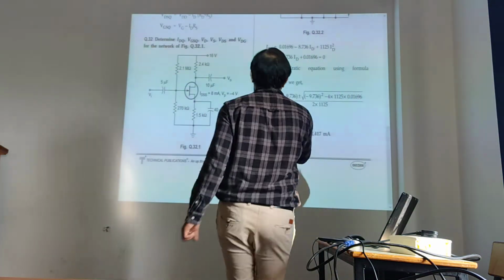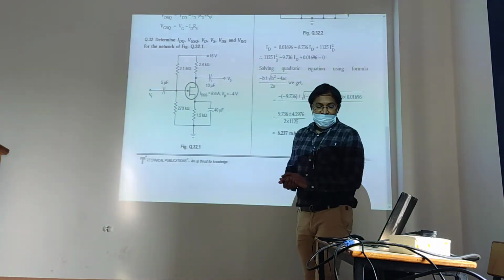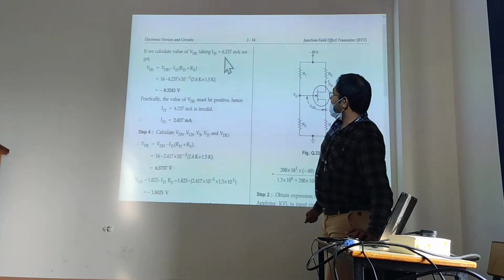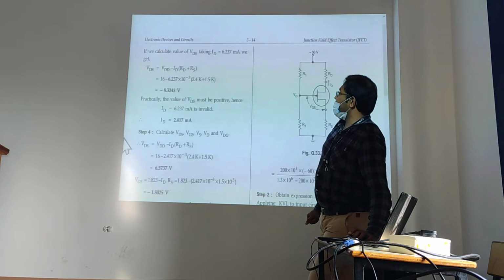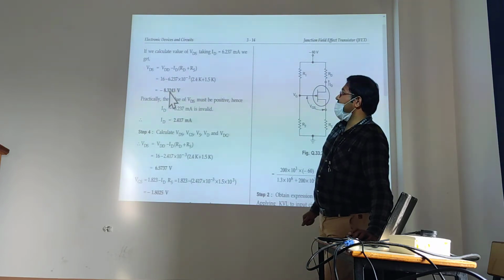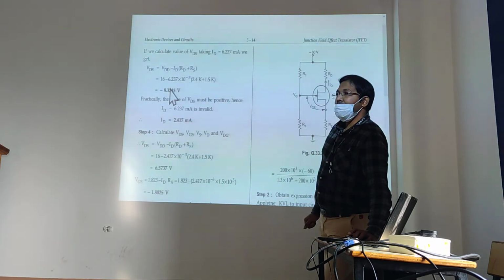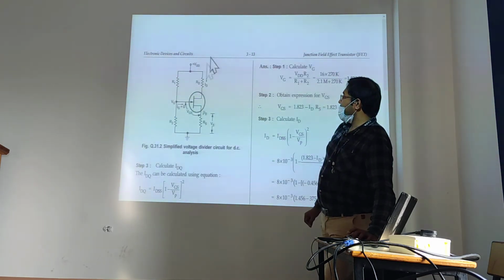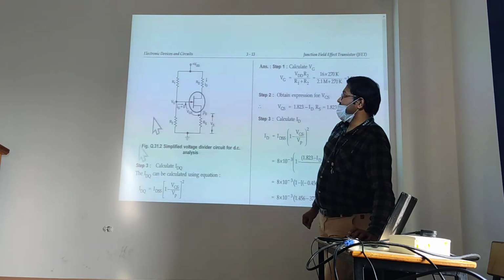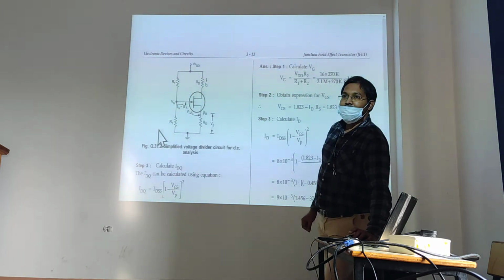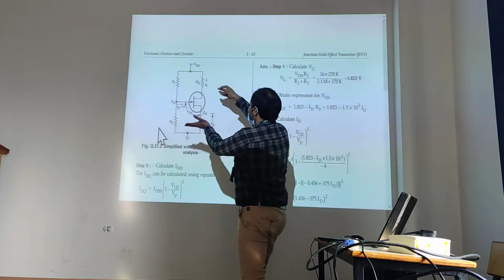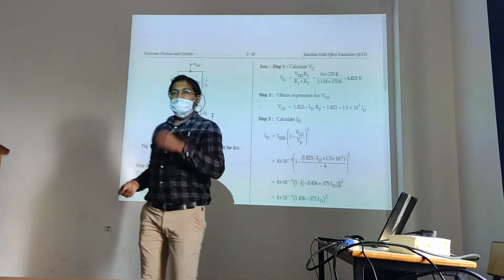For each case we will find VDS. When ID was 6.237 milliampere, VDS we got negative. Okay? We are giving a positive supply. There is no negative voltage in this circuit. So by any means VDS cannot be negative.